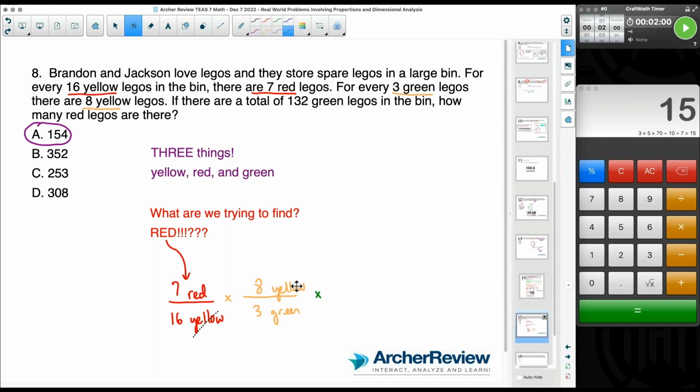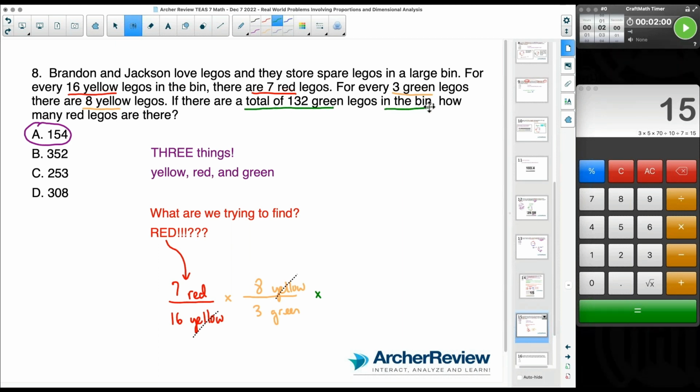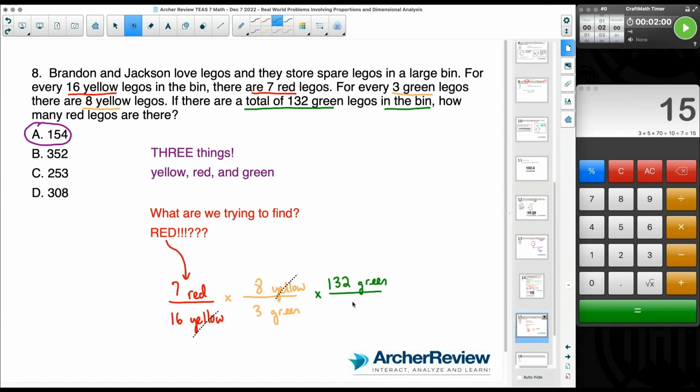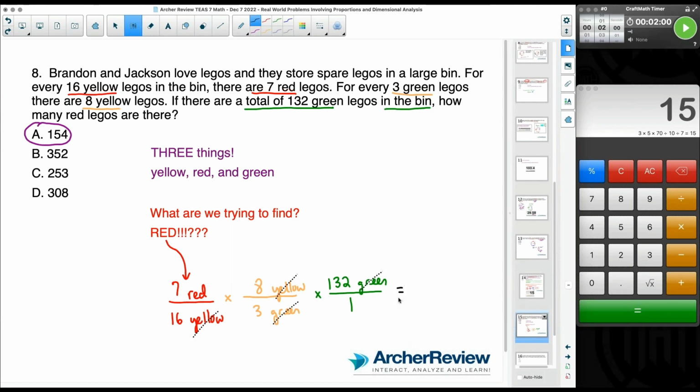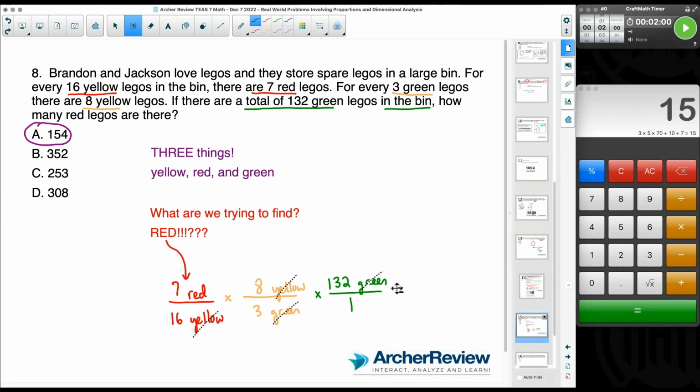Let me go ahead and cross my words out. So what else do we know about green? There are a total in that one bin. So there's that 1 again, more of a placeholder. There's 132 green in that one box of Legos, that one storage bin of Legos. Cancel out your green, and now we do the same thing. Multiply all of your top numbers, divide by all of your bottom numbers.